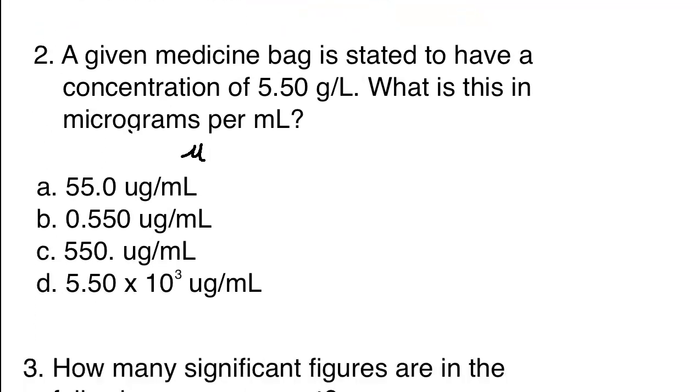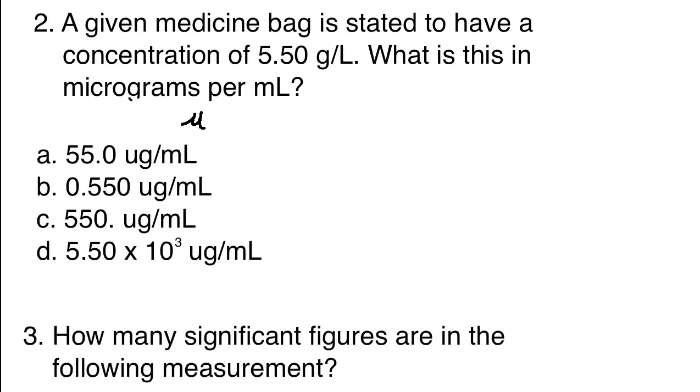All right, number 2. A given medicine bag is stated to have a concentration of 5.50 grams per liter. What is this in micrograms per milliliter? So we've got 2 units we're going to need to convert here. Let's start with what we know. 5.50 grams of the medicine in 1 liter of the medicine bag. So as we get ready to convert this, we can do either liters or grams first.